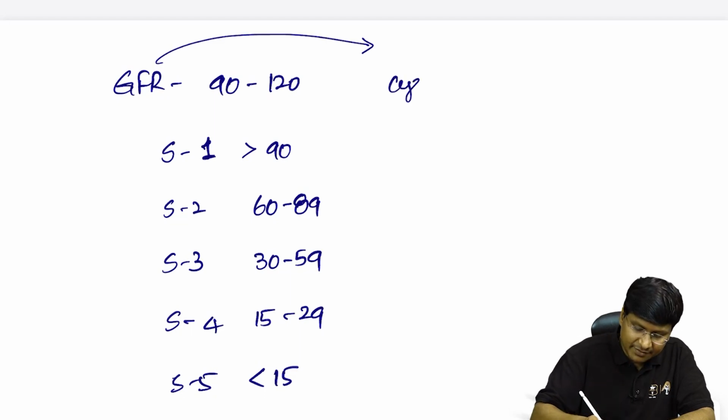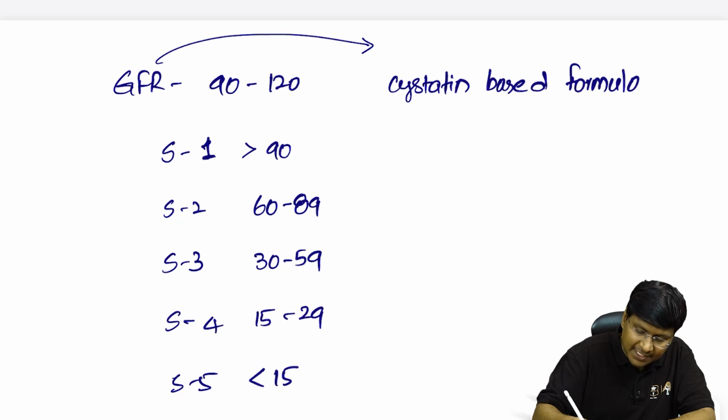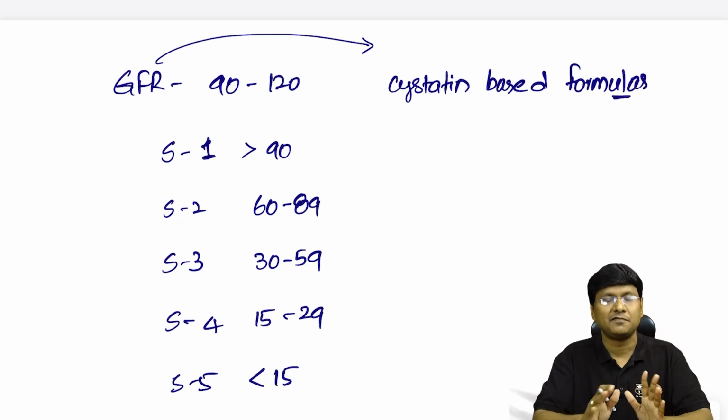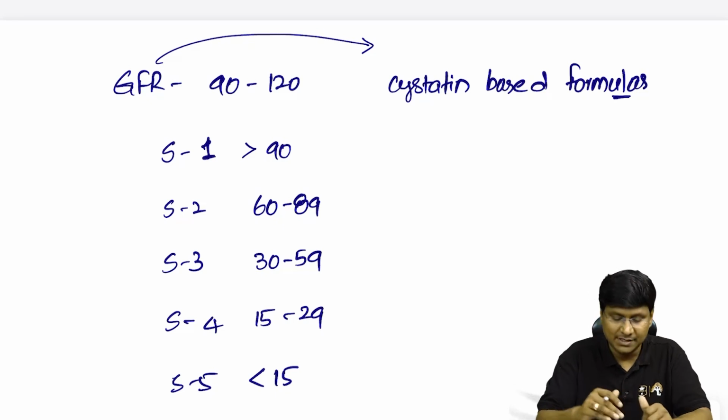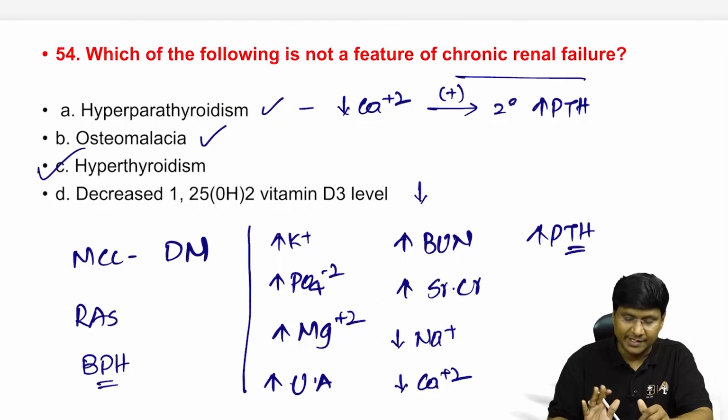Please remember, we need to use cystatin based formulas for assessment of the glomerular filtration rate. This is very, very important. Cystatin based formulas are not influenced by the muscle mass of the individual. So this is about chronic renal failure.